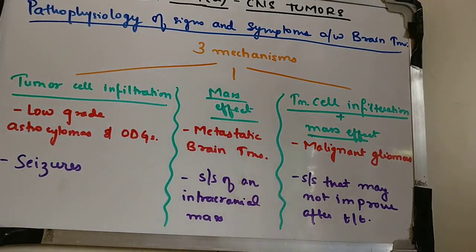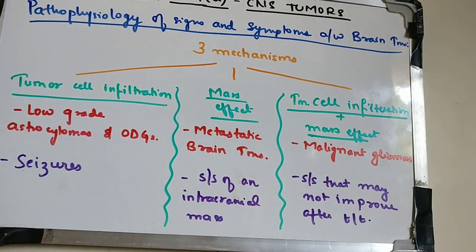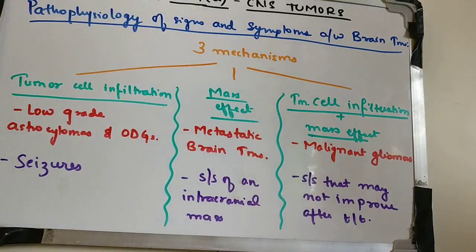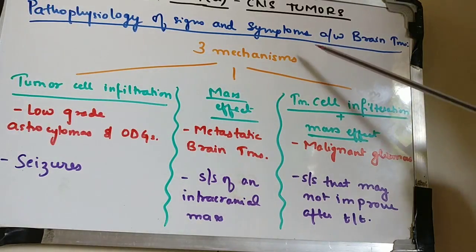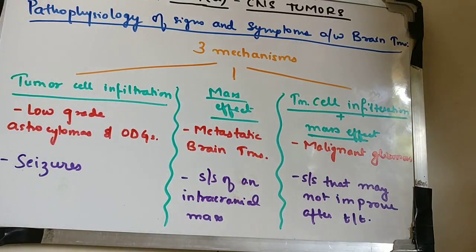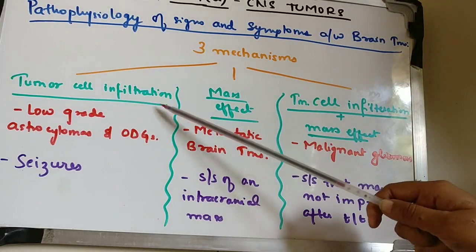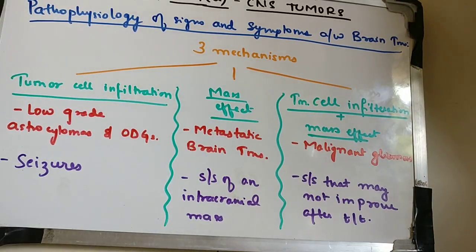Okay, now continuing as to how the brain tumors produce the signs and symptoms, we are going to study its pathophysiology. So the parenchymal brain tumors are going to produce symptoms by three mechanisms. Tumor cells can infiltrate the normal brain parenchyma. The tumor cells can cause mass effect, or they can cause both, tumor cell infiltration plus mass effect.